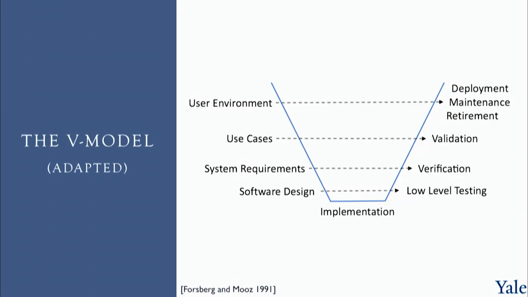We are still using the V model as a guide to the class, and now we have come all the way down to this third step. So we've dealt with use cases and system requirements last week. So this week we'll talk about software design. And what is this document we're going to talk about, the software design document?